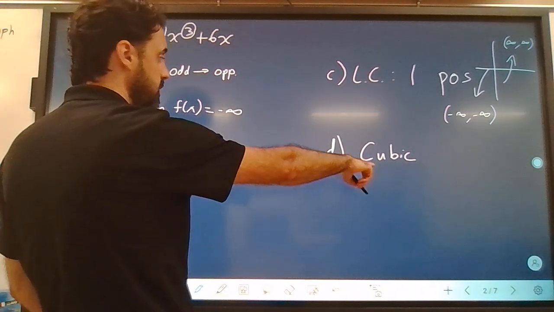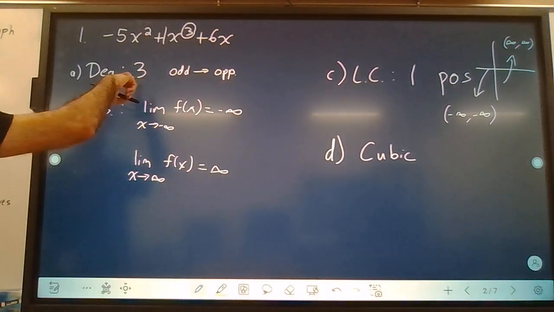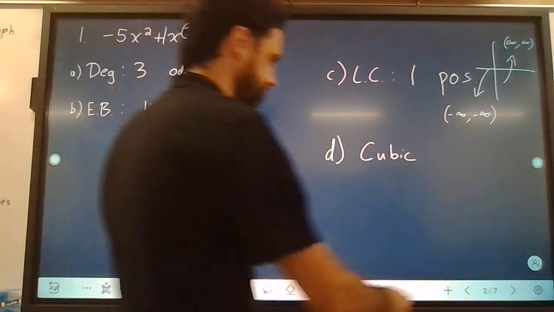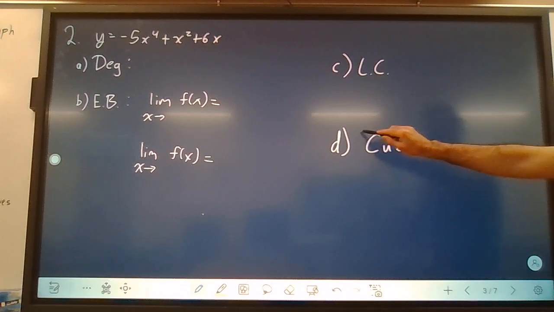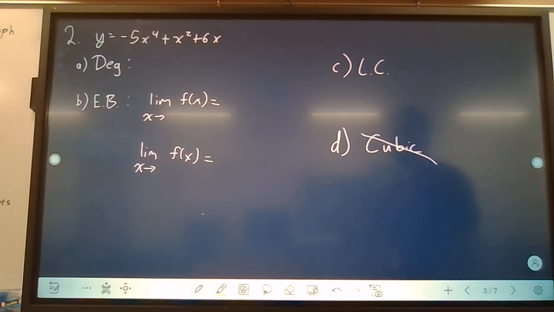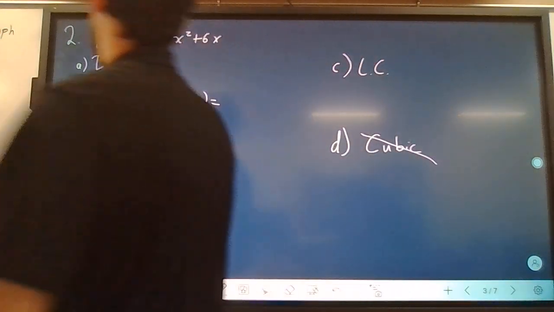Part D, this is a cubic function because the degree is 3. All right, oh, and that's wrong. That's not cubic.